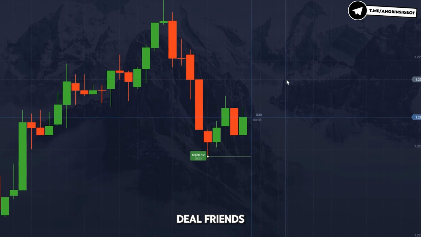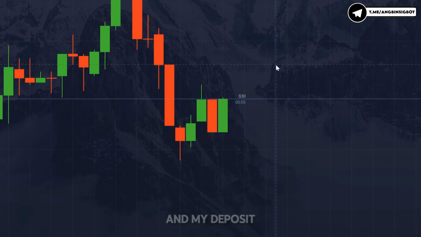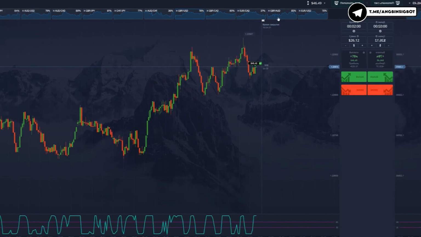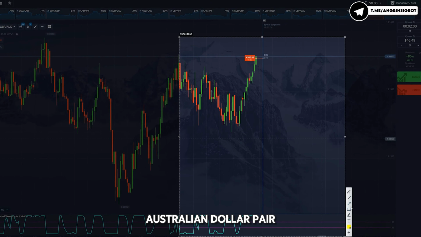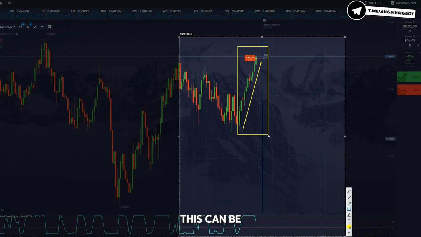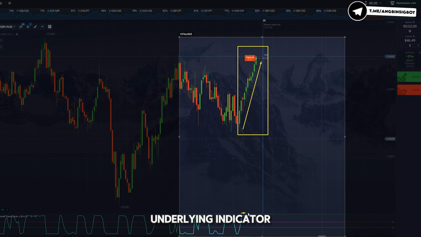And the third deal, friends, closes with a nice clean profit, and my deposit is already $46.49. The next entry we have is for the pound Australian dollar pair. Here, it is clearly visible that the price has been rising for a long time within this price range. This can be seen both on the chart and in the underlying indicator.